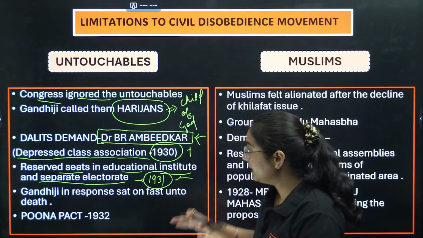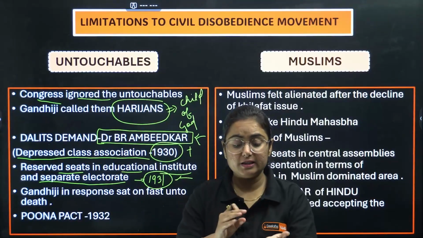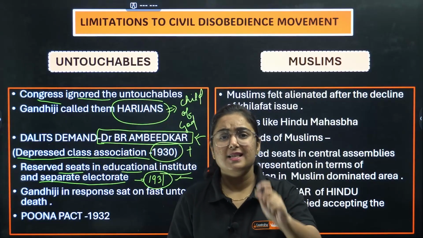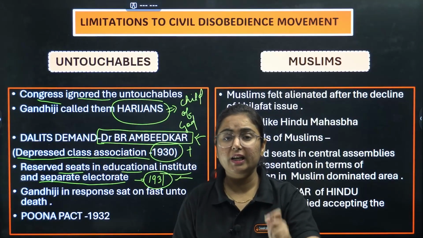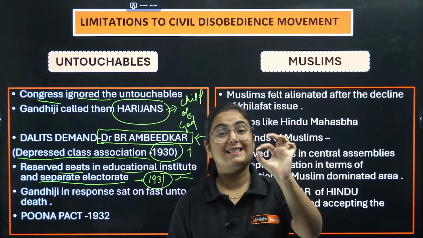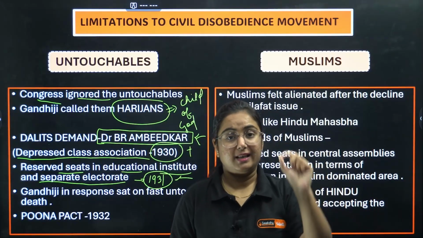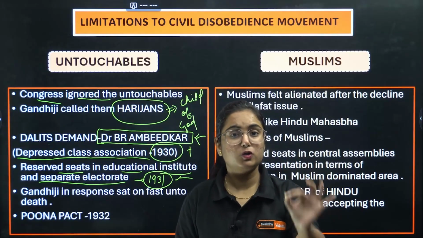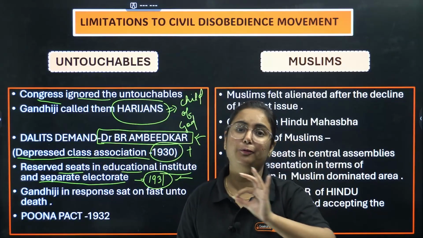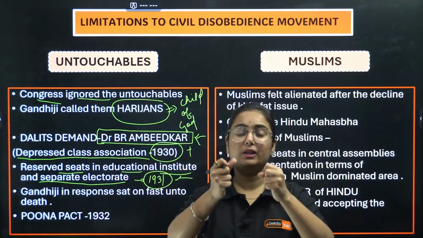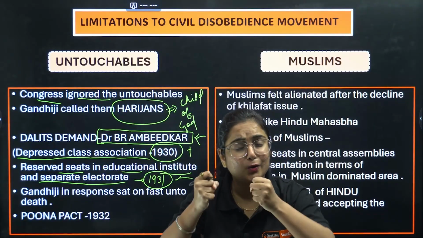They found it as an opportunity to divide and rule India more. However, Gandhiji didn't want this demand to be fulfilled. He said that, look, by separate electorate, we are separating untouchables more from the Indian society. Rather than separating them, we should focus on constructive work.